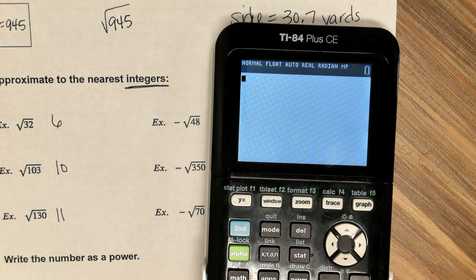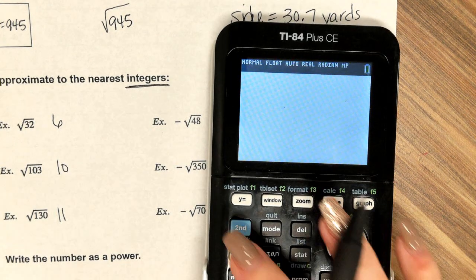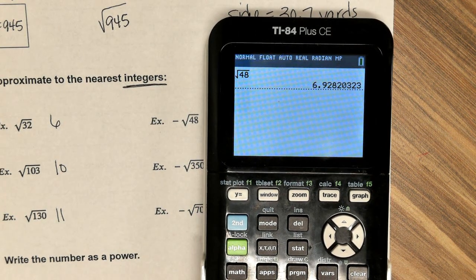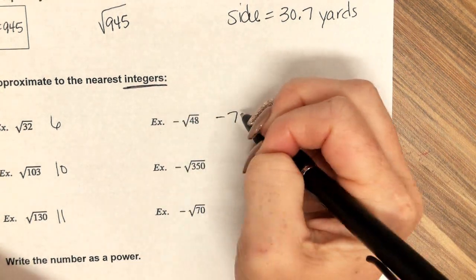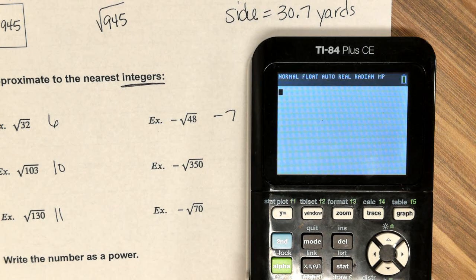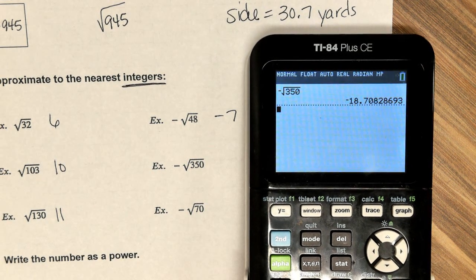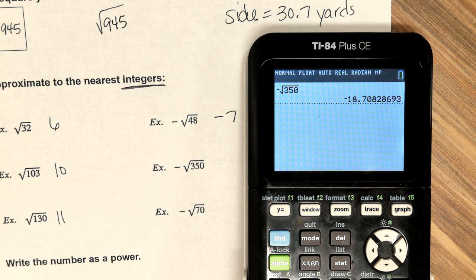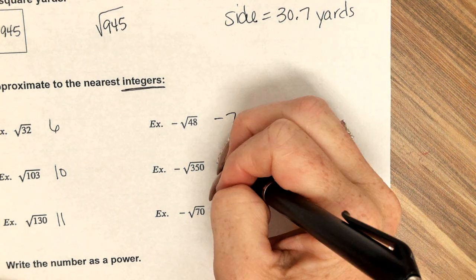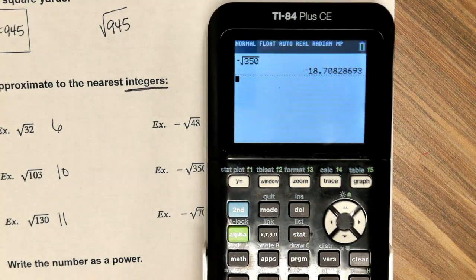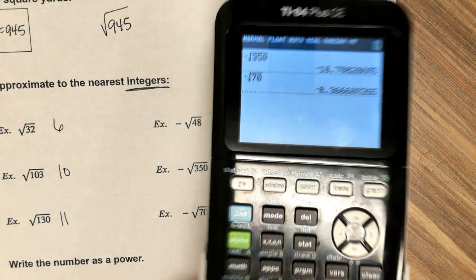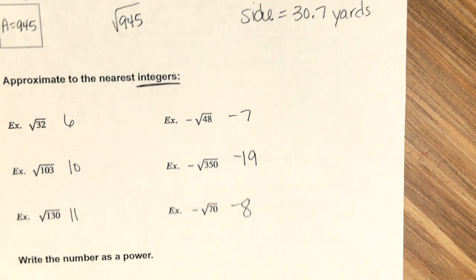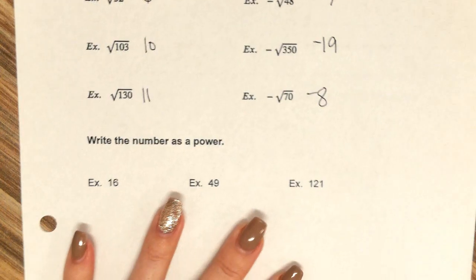Negatives. All right, you don't have to put the negative in unless you just want to. The square root of 48 is 6.9, so it's closest to 7. But I must put the negative, so -7. If you want to put the negative sign in because it makes you feel better, you can. All right, is that closest to -18 or -19? And the negative square root of 70 is closest to -8. Don't say +8. Easy? All right, the next part's super easy as well.